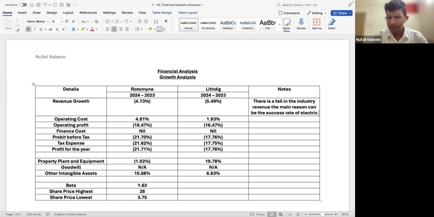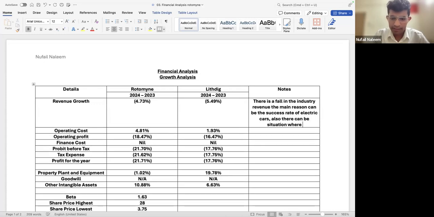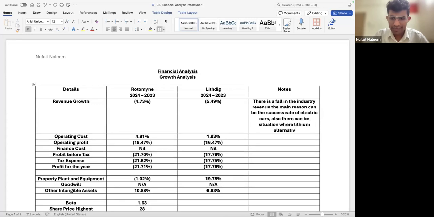Now, students, if the electric cars' success rate is less, do you think it will affect our business? Of course. Students, can I get a Y in the chat box? For example, if Tesla cars fail, the lithium battery industry will get affected. That's clear now, students. Also, there can be situations where lithium alternatives can be found.